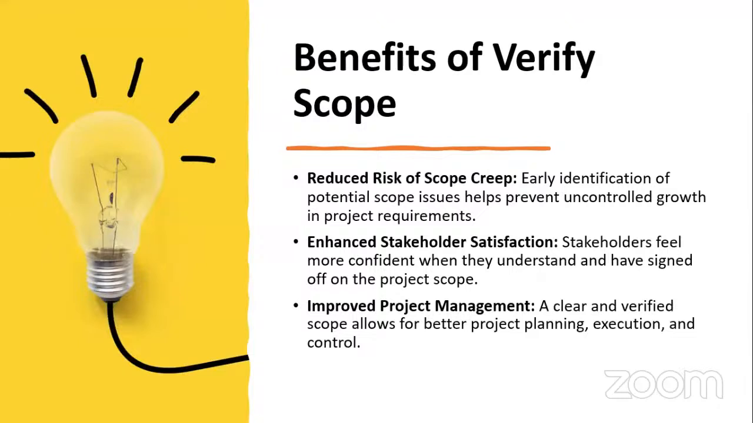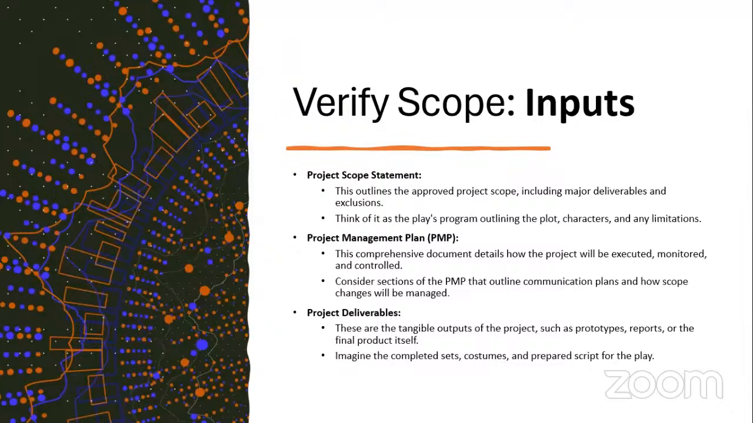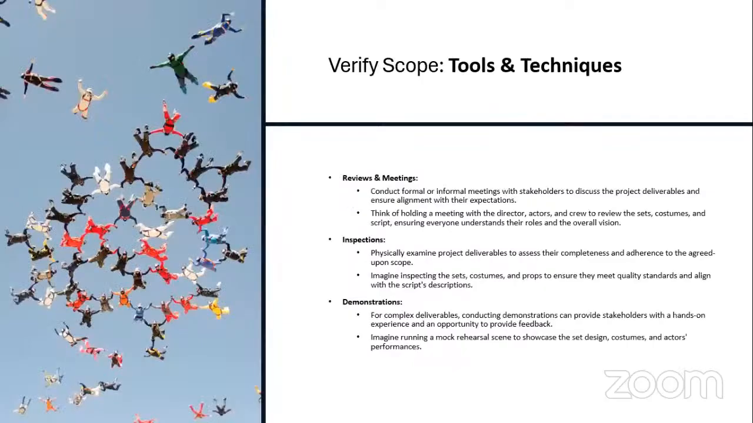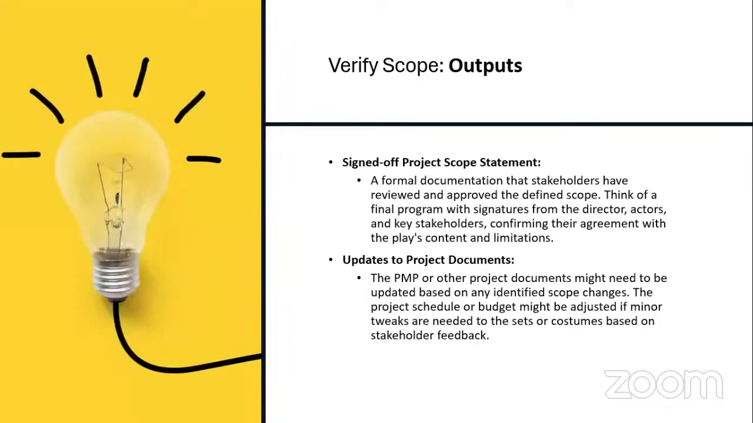The benefits: there is reduced risk of scope creep, enhanced stakeholder satisfaction, and improved project management. Now, what are the inputs? On the verified scope, you have the project scope statement, the project management plan, and the expected project deliverables. On the tools and techniques, you have reviews and meetings, inspections, and demonstrations. On the output, you have the signed off project scope statement and updates to project documents.